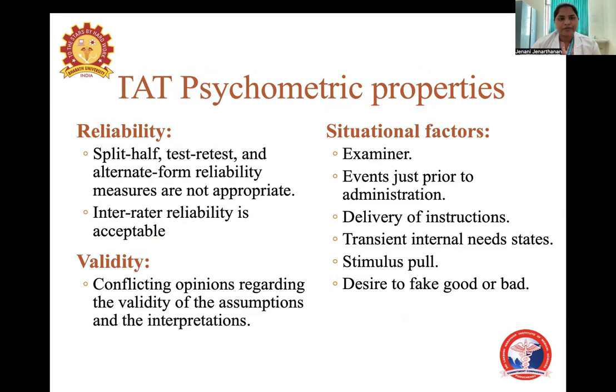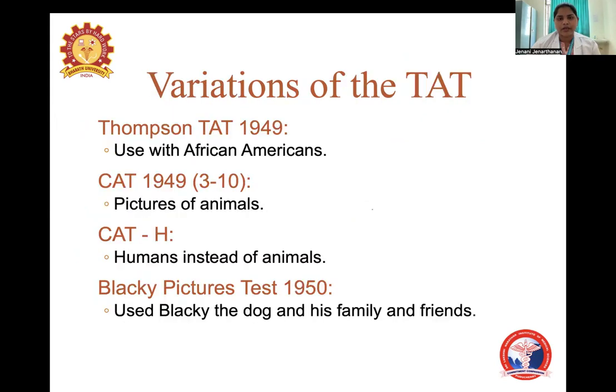Reliability: split-half, test-retest, and alternate form reliability measures are not appropriate. Interrater reliability is acceptable. Validity: there are conflicting opinions regarding the validity of the assumption and the interpretations. Situational factors include the examiner, events just prior to the administration, delivery of instructions, transient internal need states, stimulus pull, and the desire to fake good or bad.